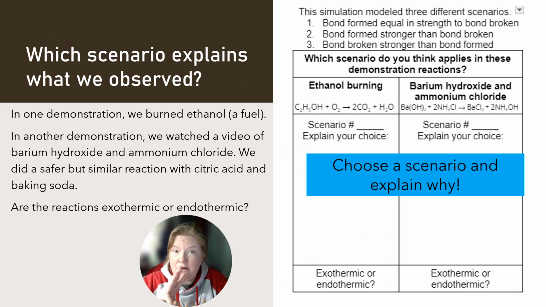Okay, so our three scenarios. Scenario one, the bond formed is equal in strength to the bond broken. Scenario two, the bond formed was stronger than the bond broken. And for scenario three, the bond broken was stronger than the bond formed. Okay, so let's review the demonstrations we've seen earlier in this storyline. We saw ethanol burning, okay, and there's the equation for it right here. All right, and then we saw a video of barium hydroxide and ammonium chloride, and here's the reaction here.